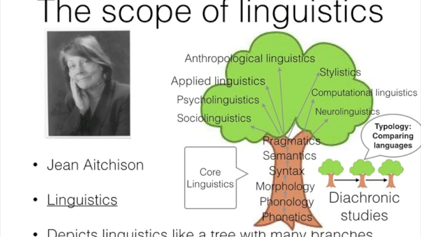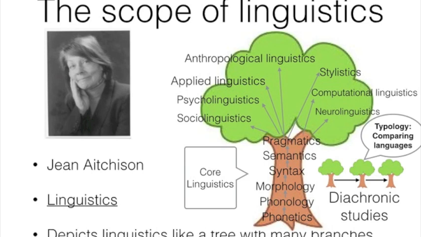In this book, she depicts linguistics like a tree. From the previous slide, this is what I was referring to. Here she's giving us a metaphor to help us understand better what linguistics is. So, Jean Atkinson depicts linguistics like a tree with many branches. This is a tree, and then you have many branches in there. I couldn't find a better picture for separate branches, but you can understand that we have branches in there.